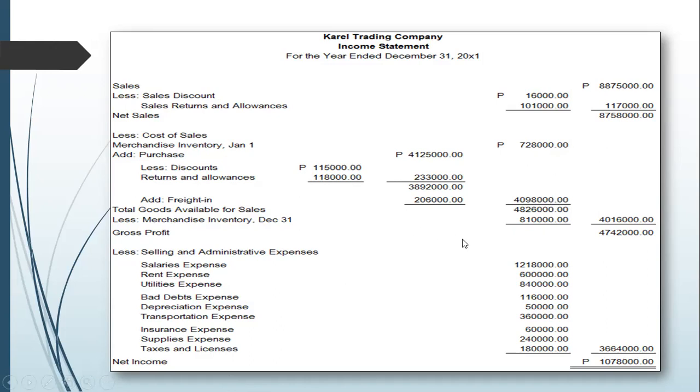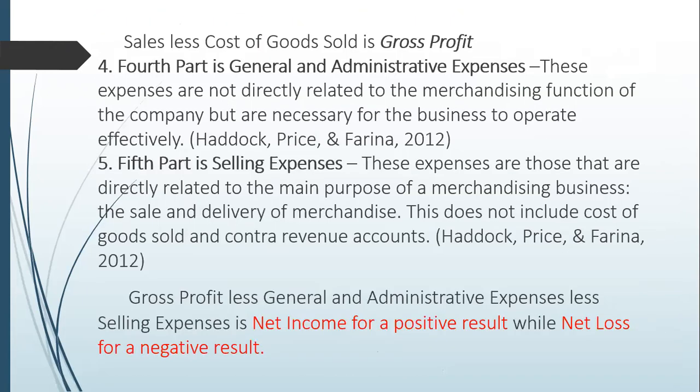Why? Kasi may Excel na po tayo. Pag marunong kayong gumamit ng Microsoft Excel po, madali na lang po yan sa inyo. Kasi po, hindi na kayo mag-a-add ng mag-a-add. Kasi meron na pong formula yun. Yung Excel na po mismo yung mag-a-add. Okay? So, dapat meron na kayong mga formula. So, eto nga po, sabi dyan, gross profit less general and administrative expenses less selling expenses is net income for a positive result. So, positive result pag net income siya. Ulitin lang natin, pag positive result po siya, net income. Pag negative result naman po, net loss. Okay? Pag negative, walang kita.